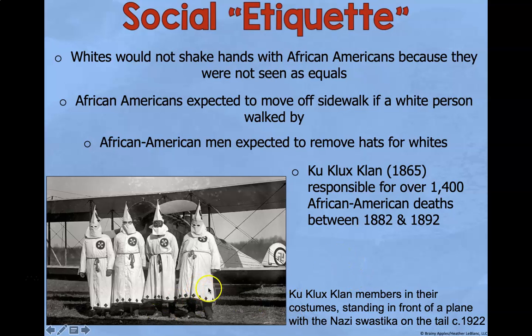So this is a picture of the Ku Klux Klan in their costumes, standing in front of a plane with a Nazi swastika on the tail in 1922. So if that tells you anything, they align themselves with the ideas of Nazis. Okay, we also know that during this time the Nazis were pretty much a terrorist group as well, but we'll get to that later.